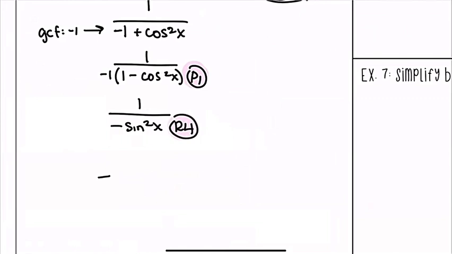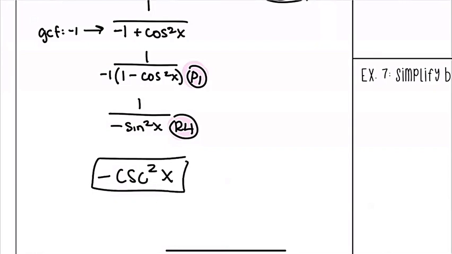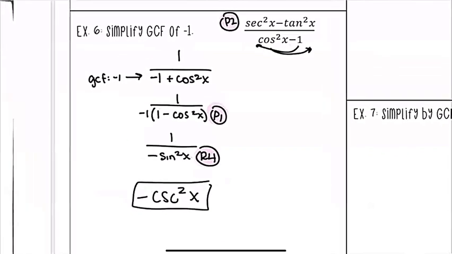And since the sign is negative, it'd be negative cosecant, and then because the sine is squared, it would also be squared. So negative cosecant squared. And there we go.